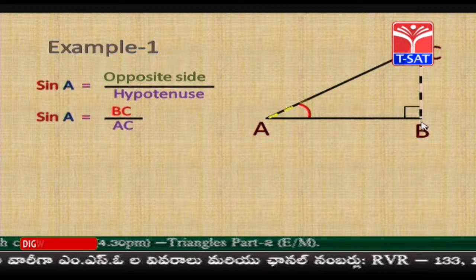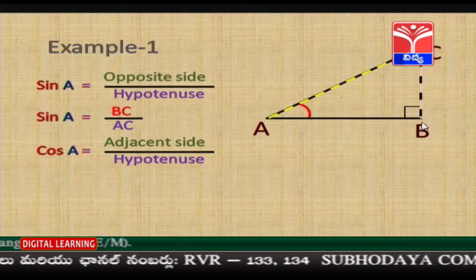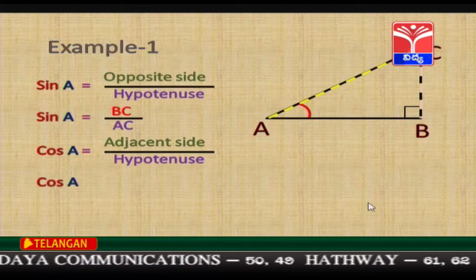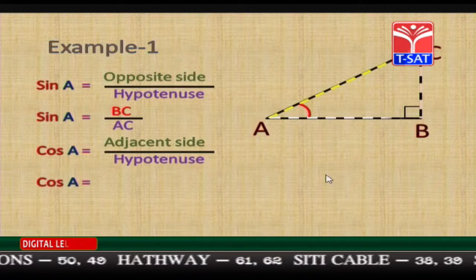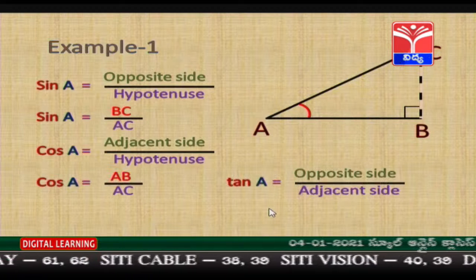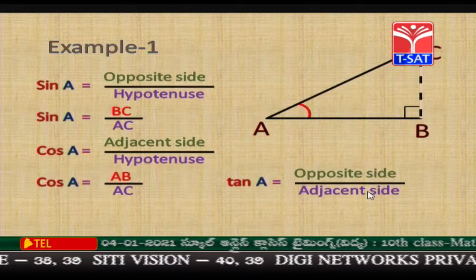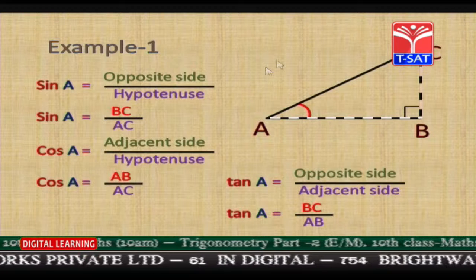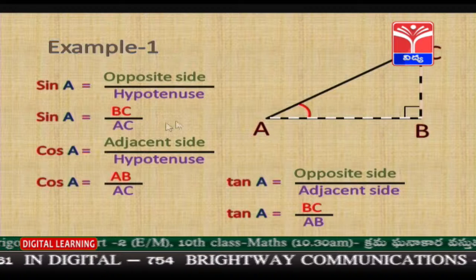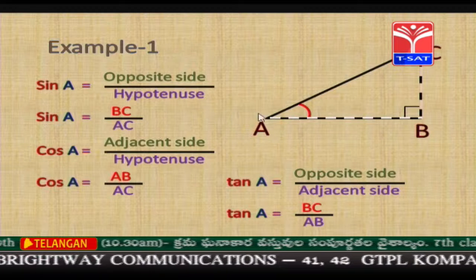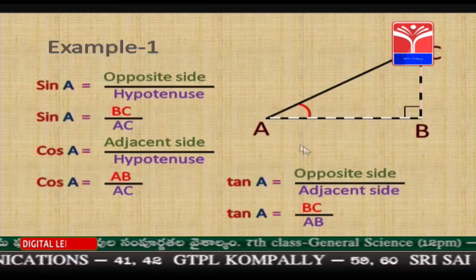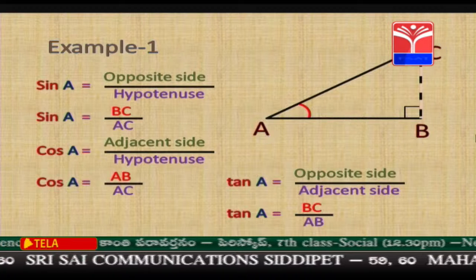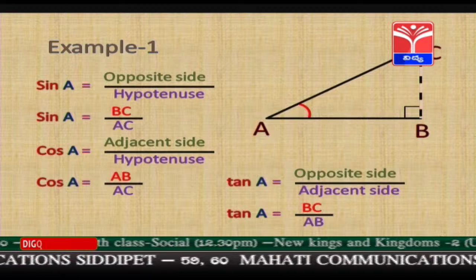That is AC. Similarly, I want to talk about cos, where cos A is equal to adjacent side by hypotenuse. That means cos A is equal to AB by AC. Now I want to talk about tan. Tan A is equal to opposite side by adjacent side, that is BC by AB. So, from this triangle, if you want to find the ratios of a particular angle, let me say sin A is equal to BC by AC, cos A is equal to AB by AC, and tan A is equal to BC by AB.